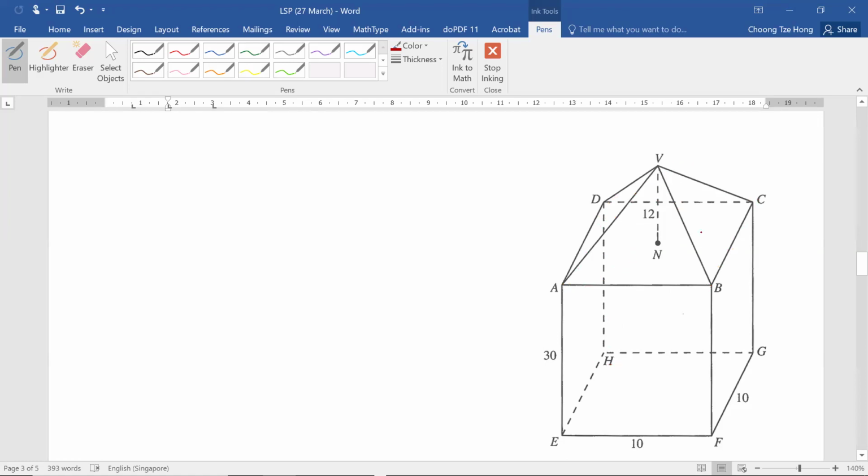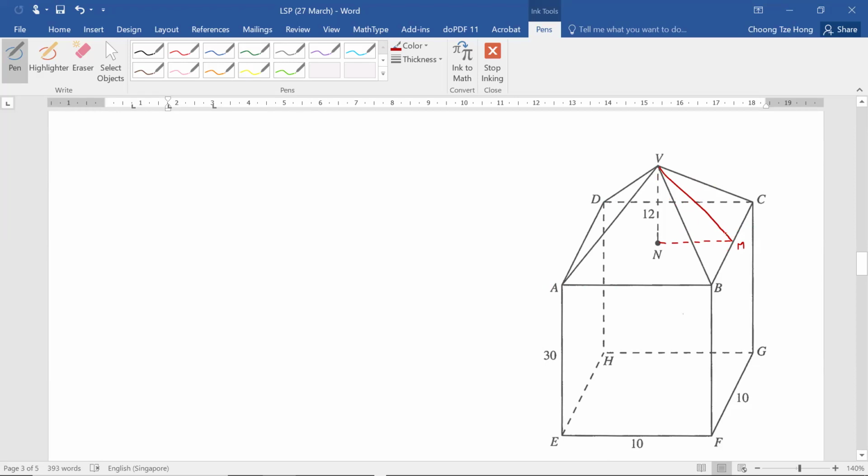If you have a figure like this, to find the area of one triangle, basically what we need to do is find the slant height of the triangle. So where is the slant height? If I extend this line horizontally across the base of the pyramid, and then draw this line over here, then this will be the slant height. Let's call this point M. So VM will be the slant height.